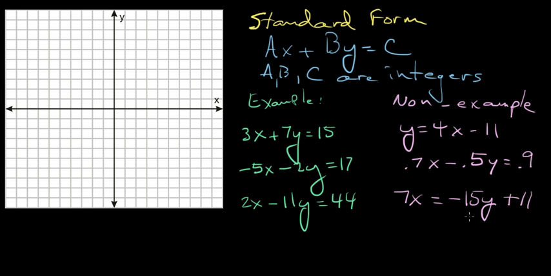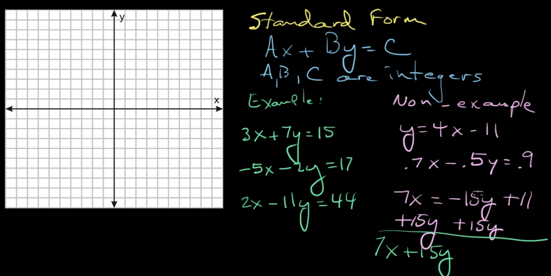Now the thing with this one is I can make this in standard form very, very easily. Watch. I add 15y to both sides, and voila, I can switch colors because now I've got 7x plus 15y, these two cancel, equals 11. So this is not in standard form: 7x equals negative 15y plus 11. This is in standard form: 7x plus 15y equals 11. You notice that this is in the same form as all these on the left.